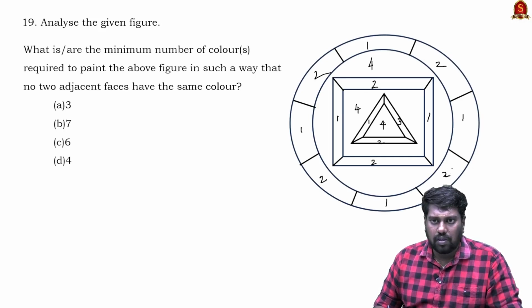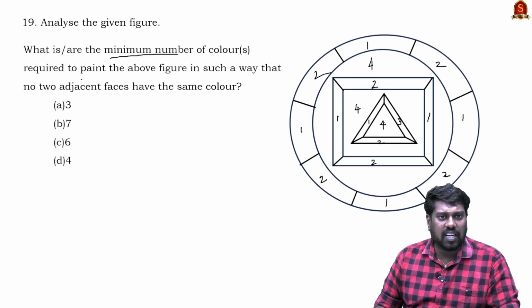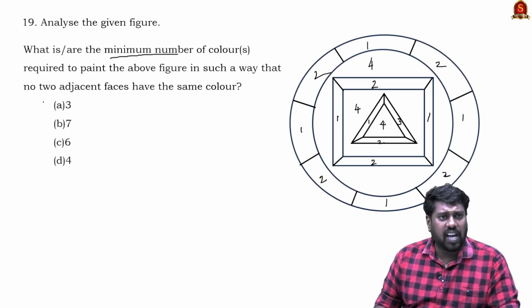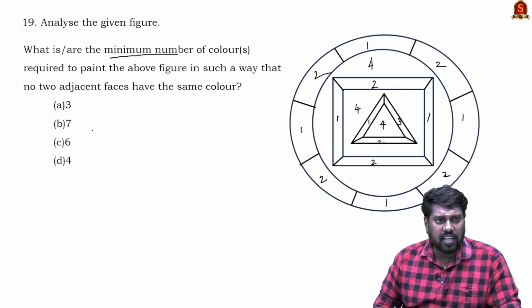Right? So how many colors have I used? They have asked for the minimum number of colors. You must understand the keyword here. They have asked only for the minimum number of colors. Minimum number means, at the least, how many colors I can use. Maximum, you can use one color for all the faces. But they have asked only for the minimum number of colors, right? So how many colors did we use? 4.